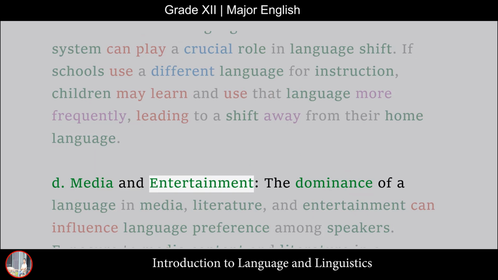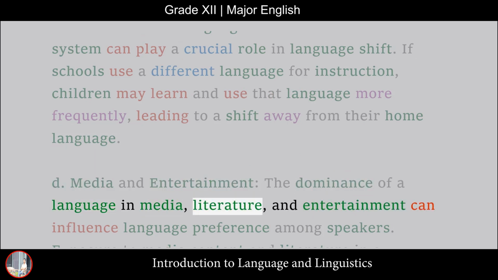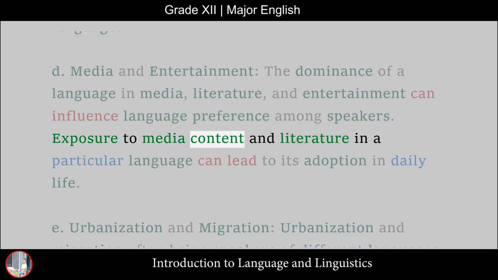D. Media and entertainment. The dominance of a language in media, literature, and entertainment can influence language preference among speakers. Exposure to media content and literature in a particular language can lead to its adoption in daily life.